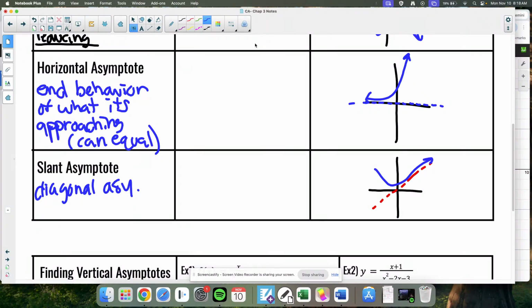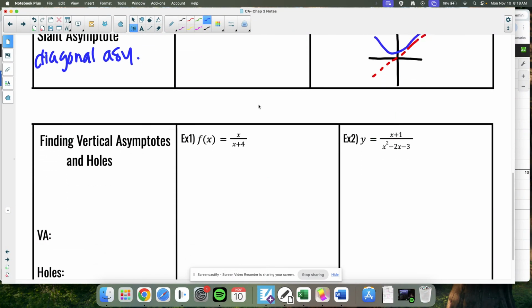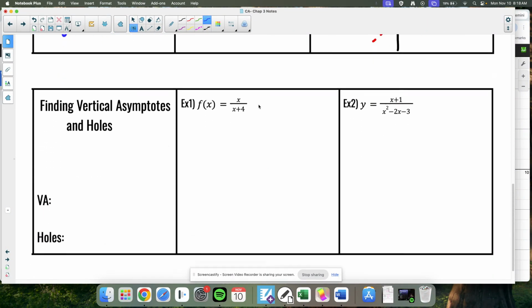Okay, we are just going to jump into it, and we are going to find vertical asymptotes and holes. So vertical asymptotes are lines that they can't equal. If we're specifically talking about fractions, what is something a fraction cannot equal?